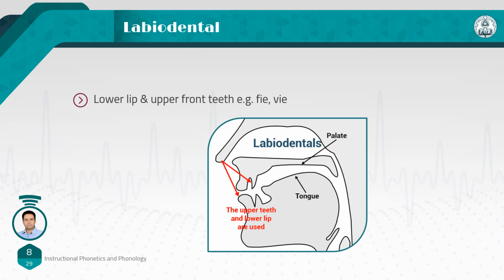Now you can practice it yourself. Try to make a sound like f or v. As you see, you use the lower lip and the upper teeth. You contact the lower lip and the upper teeth in order to produce f or v, as in fight, as in virus. These are called labiodentals.